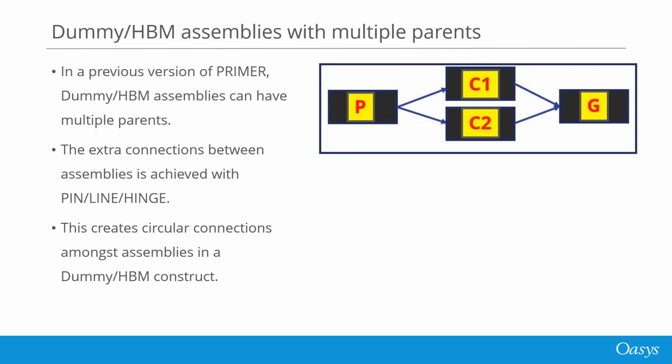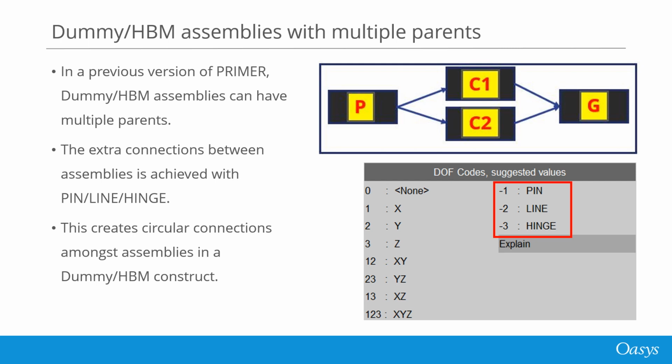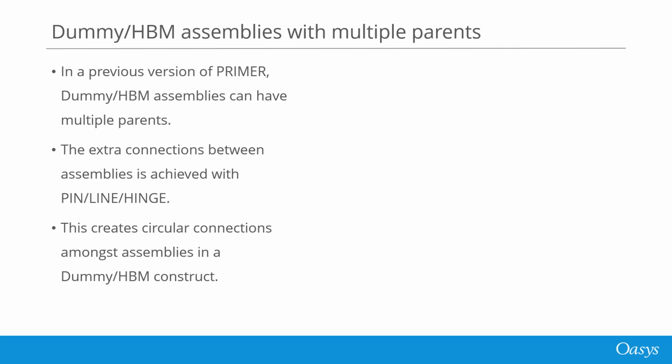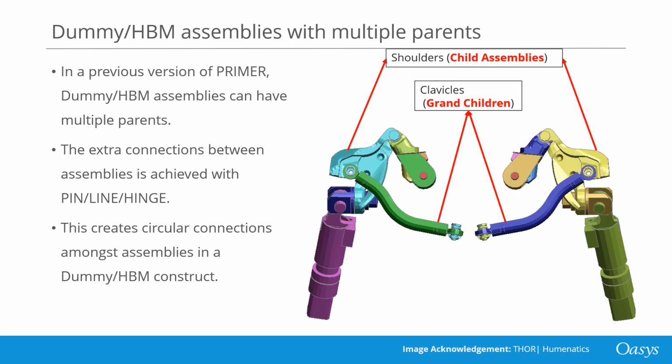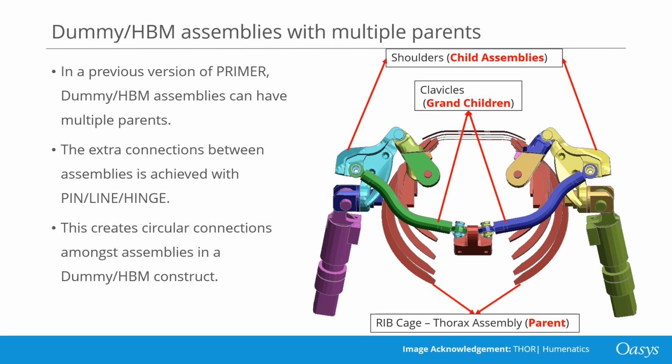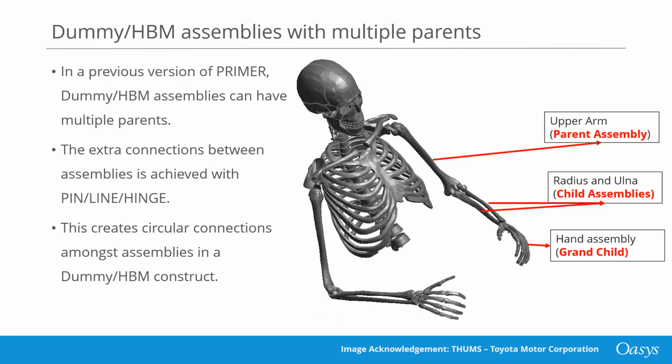Now, if an assembly is connected to two or more parents, the user must set the degrees of freedom or DOF codes to be pin for a single point connection or a line or hinge for a two node connection. This is useful in setting up more realistic connections in assembly constructs like movement of clavicle assemblies connected to the shoulders and the arms while also being attached to the rib cage or the thorax assembly, or lower arm rotations with radius and ulna assemblies both connected to the hand, or even better control over movement of spine assemblies.